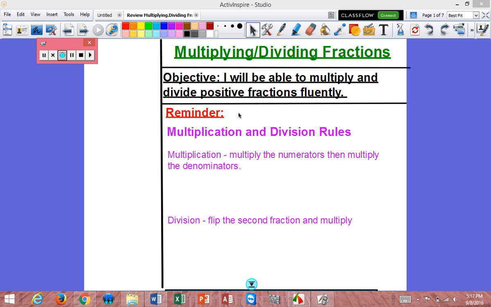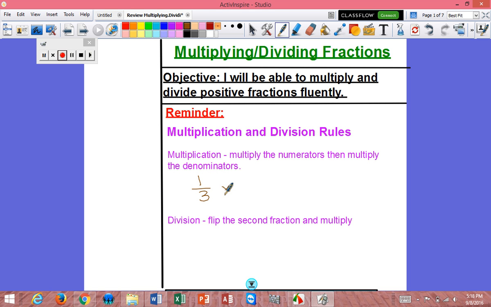So let's review. Whenever you multiply fractions, you multiply the numerators, then multiply the denominators. Cool thing about multiplying and dividing is we do not have to have common denominators. So if we had something like 1/3 times 1/2, we're just going to multiply numerators, so 1 times 1, and then multiply denominators, 3 times 2, and then our answer would be 1/6. Simple as that.